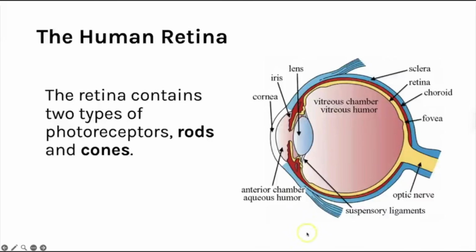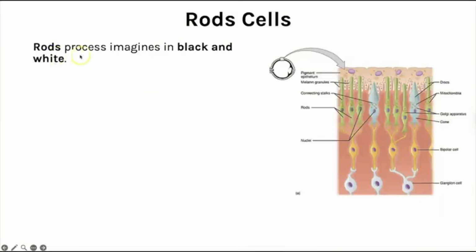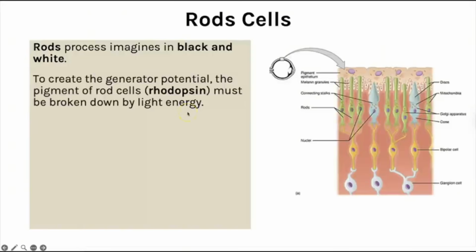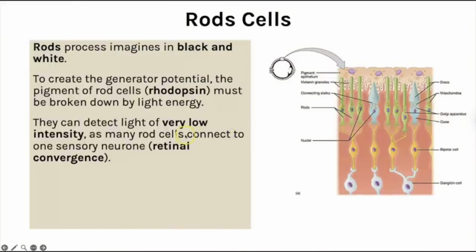Next, then we look at the rod and cone cells, which are the two photoreceptors, or light receptors in other words, in the human retina. Rod cells process the images in black and white. To create that generator potential, the pigment inside of these rod cells, known as rhodopsin, has to be broken down, and that is done by light energy. They can detect light of very, very low light intensities, as many rod cells connect to one sensory neuron.